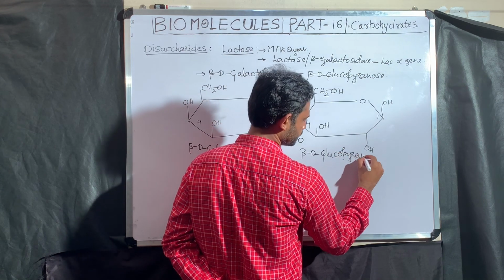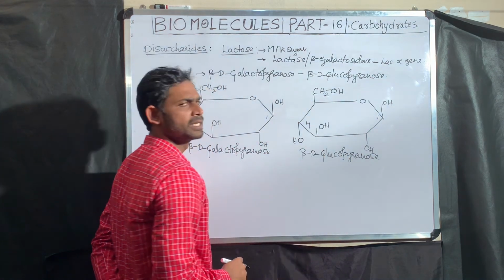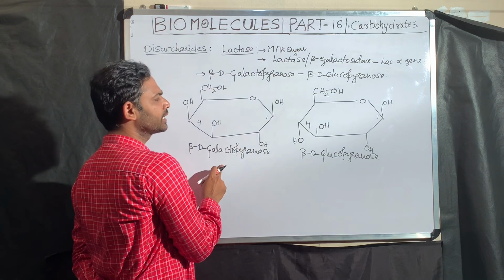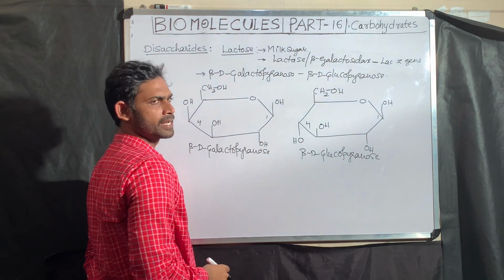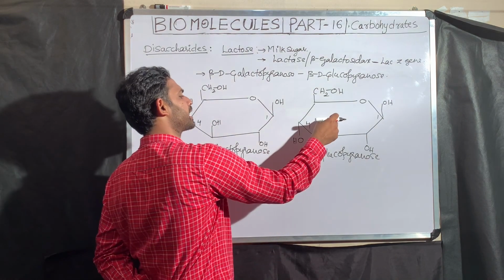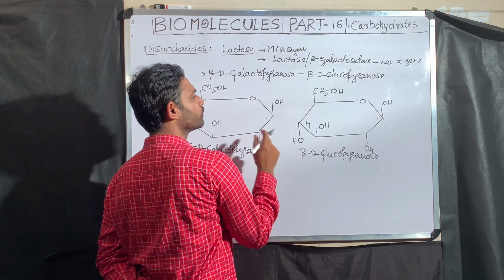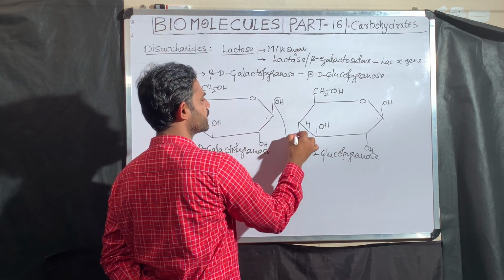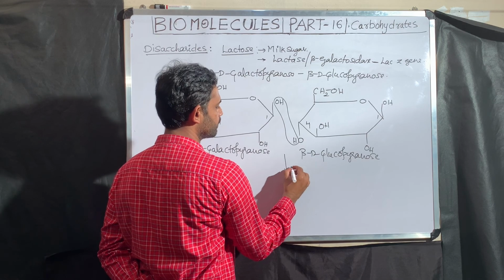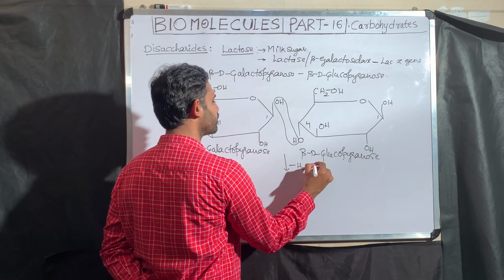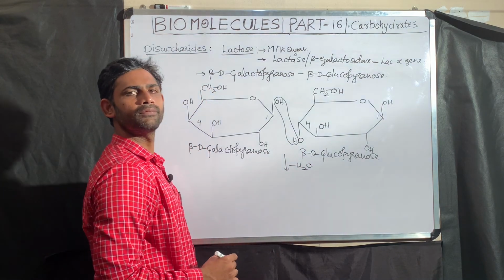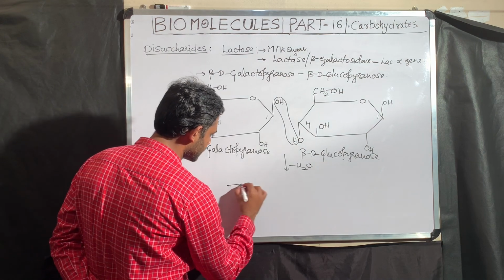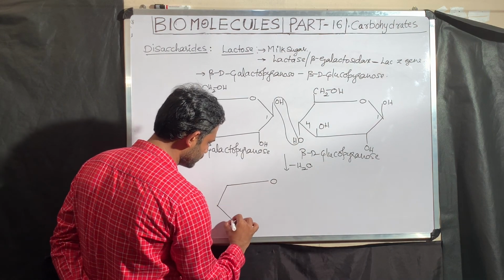glucopyranose. Simple one. In the first sugar, that is galactose, the first carbon OH group is upside, the functional carbon. In the second sugar, that is glucose, the fourth carbon OH is down. So here OH, here H, removed as water. What I said, glycosidic bond formation is an example of dehydration. The resulting structure, what is the change you need to understand?